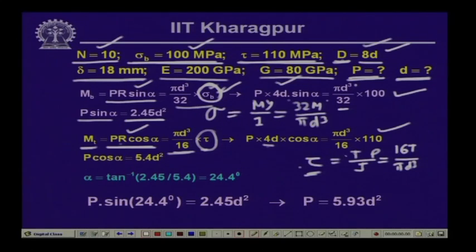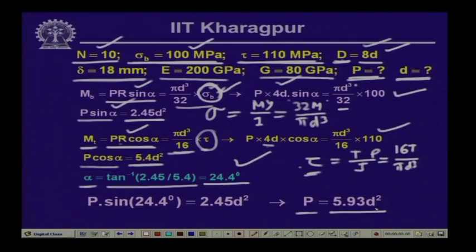So, if we simplify this, we get that P cos alpha is equal to 5.4 d square. Now, if we take the ratio of these two, P sin alpha by P cos alpha is equal to 2.45 by 5.4. So, that gives us a value of alpha, which is tan inverse 2.45 by 5.4, which is equal to 24.4 degree, which is the helix angle. And if we substitute alpha over here, we get an expression for P, which is equal to 5.93 d square.